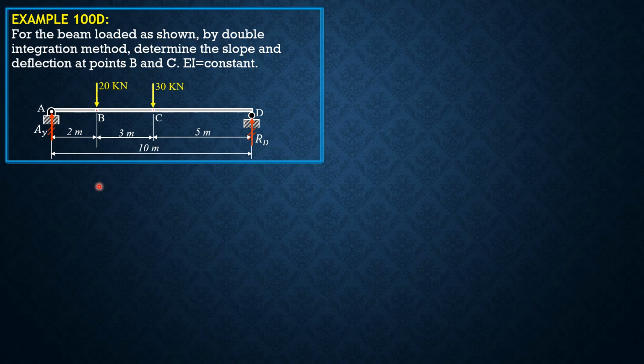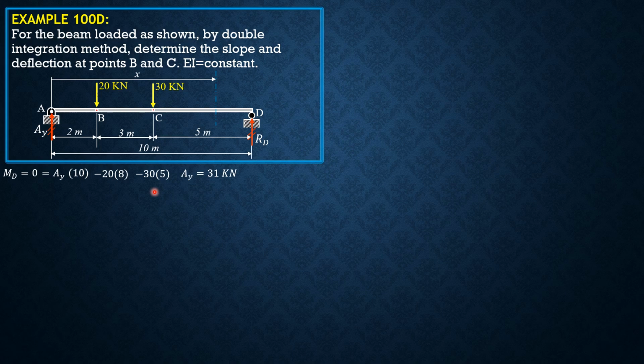So let's section this last part, CD. But before that, let's solve for AY. So set moment at D equal to 0, or summation of moment at D equals 0. So AY times 10 minus 20 times 8 minus 30 times 5. So AY is equal to 31 kilonewtons.